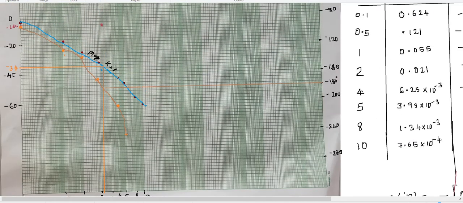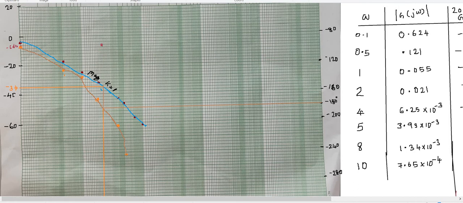We have to add 28 dB to the magnitude plot. So corresponding to each and every point, we have to add a plus 28 dB, so that the magnitude plot will lift upwards. In each of these points, we have to add plus 28 dB in order to get the gain margin as plus 6 dB, so that our magnitude plot will lift upwards.